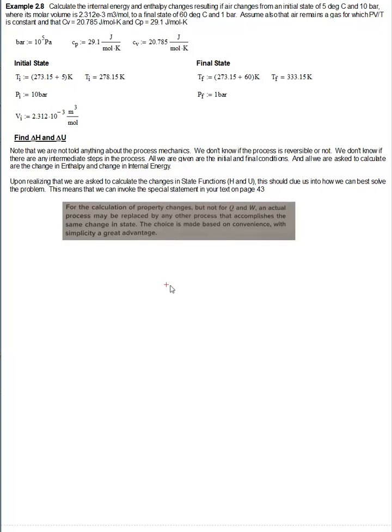It says, for the calculation of property changes, but not for heat and work, an actual process may be replaced by any other process that accomplishes the same change in state. This choice is made based on convenience, with simplicity a great advantage. This is given to you right after they go through all these derivations of formulas where they want you to calculate Q, W, and delta U and delta H, specifically for constant volume and constant pressure processes.